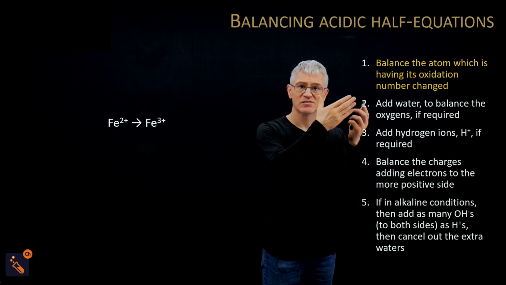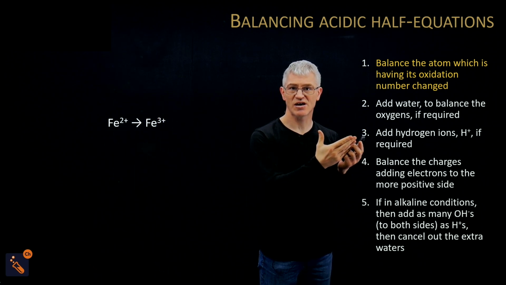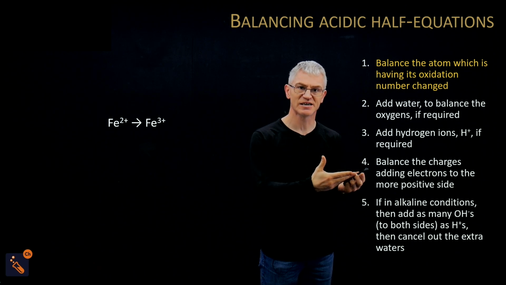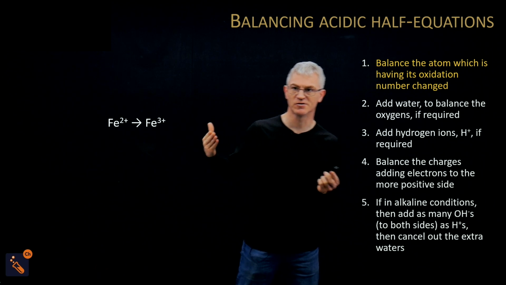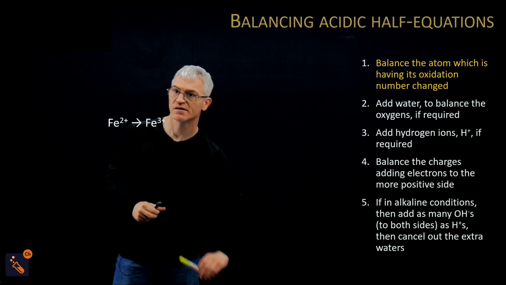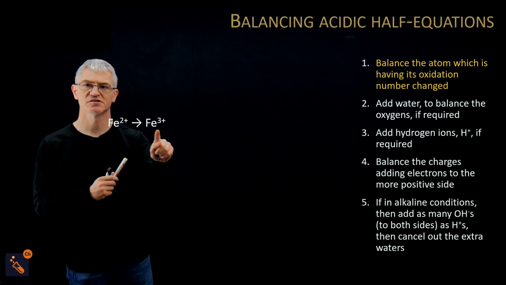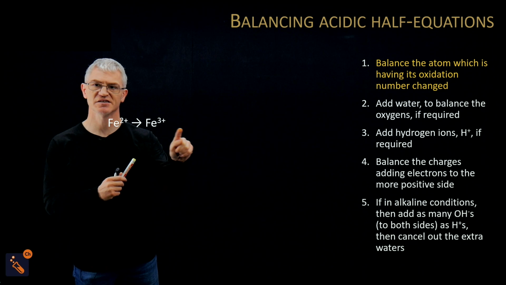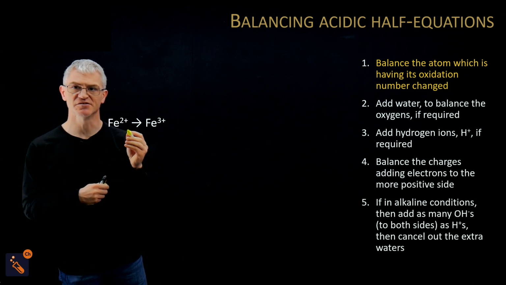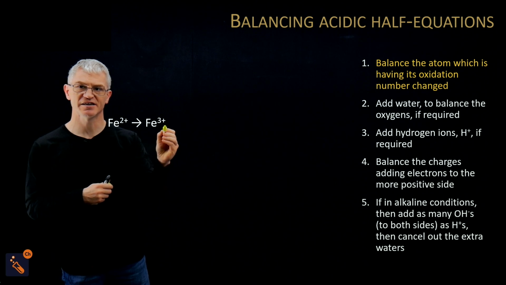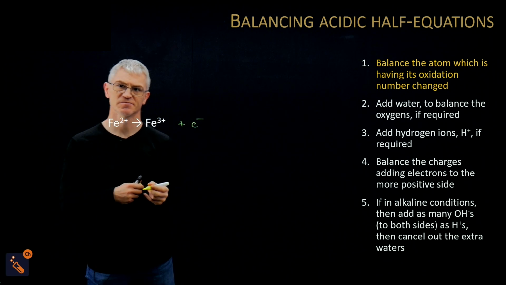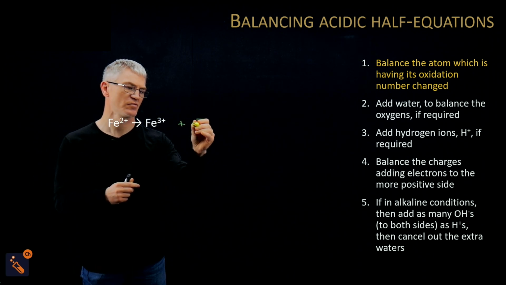Then add water to balance the oxygens: no oxygens. Add hydrogen ions if required: there are none in there, so I don't need them. Balance the charge, adding electrons to the most positive side. If you look at the most positive side, Fe2+ goes to Fe3+. This is the most positive side, and I have to add electrons so that both sides balance. That is a 2+, so I have to add a negative electron to this. So that's plus e-.